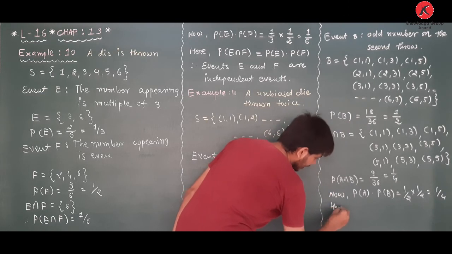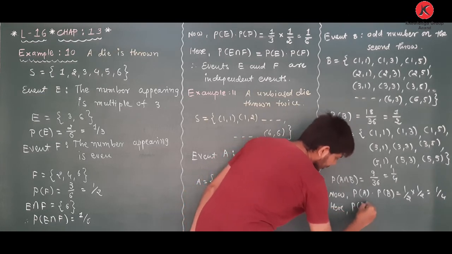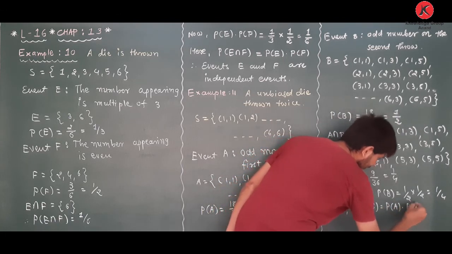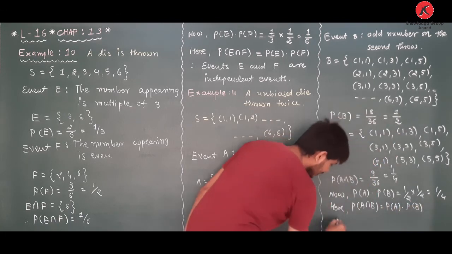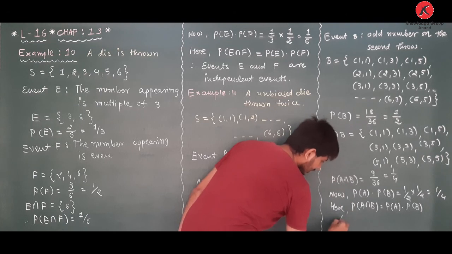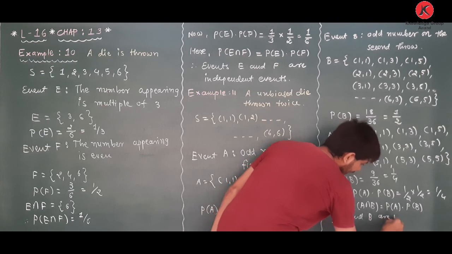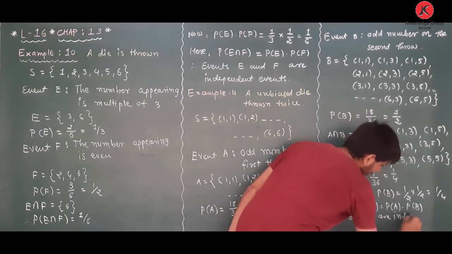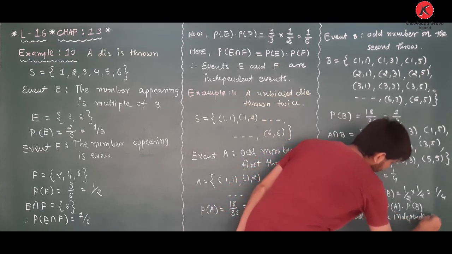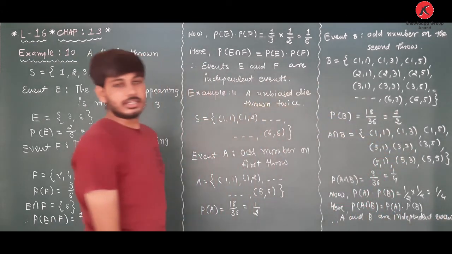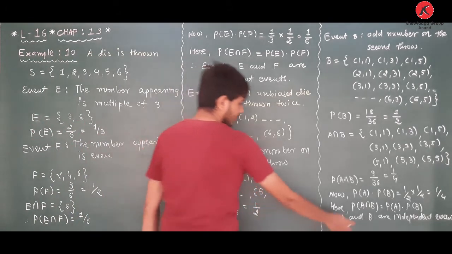So we can write the statement here: probability of A intersection B equals probability of A into probability of B. Therefore, A and B are which type of events? Independent events. So you can write this statement here by proving this one.